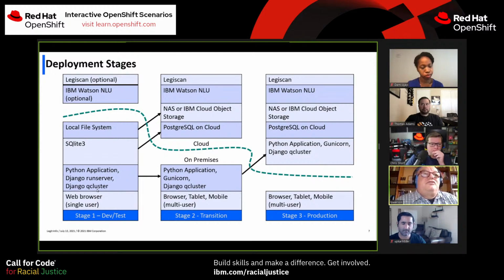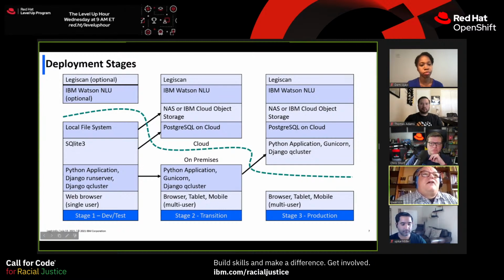also has a queue cluster to do batch processing. You could use cron if you are on a local system as well, and a web browser with a single user, and you can do all of that with curated content without having to use Legiscan or the Watson NLU. And that might get people started so they can see how it works and validate things.